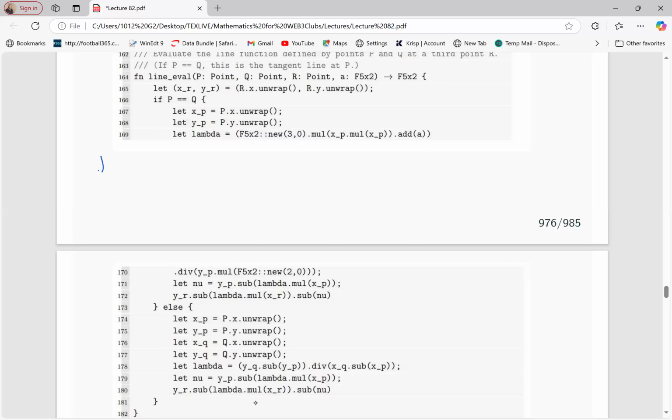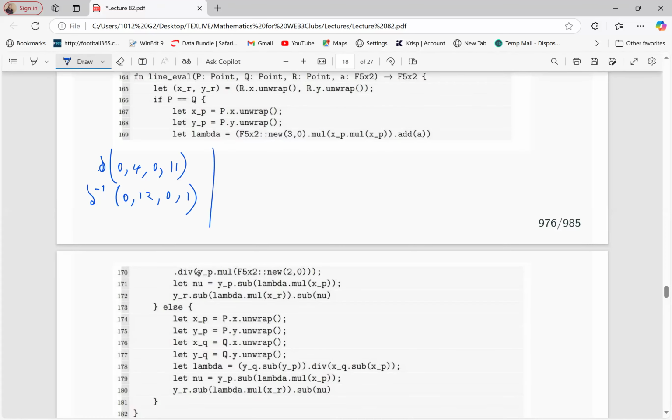And supposing D is 04011, and I want to see whether its inverse is 01201. So I want to see whether the inverse is that. So just multiply. What do you understand by this?